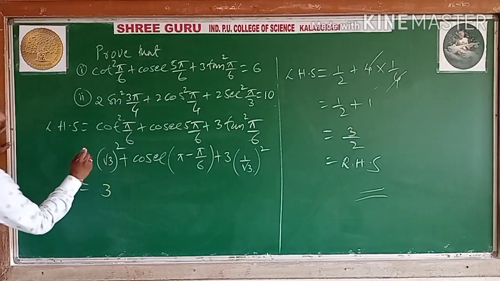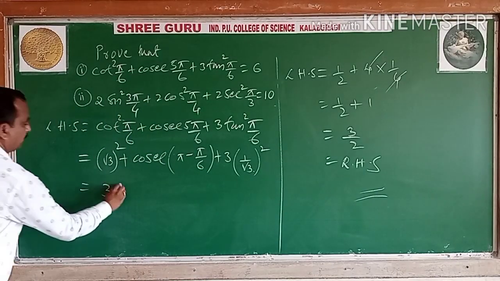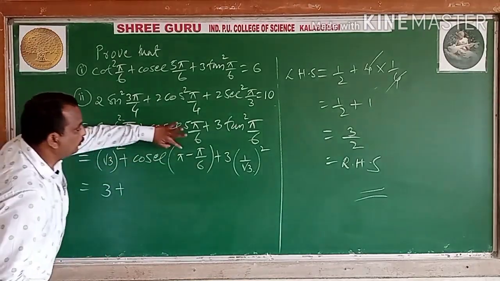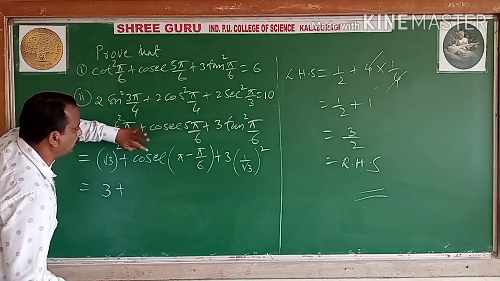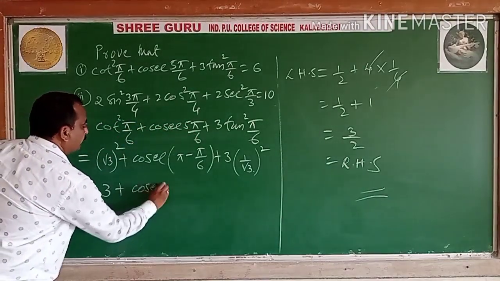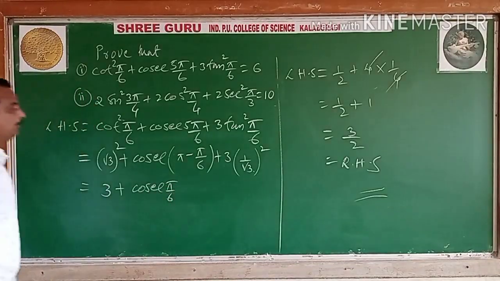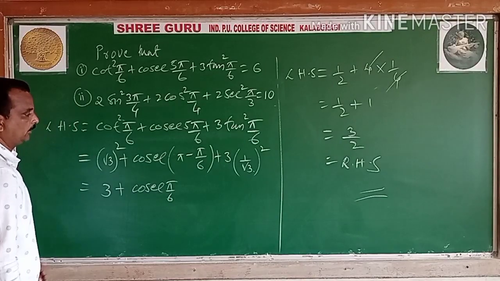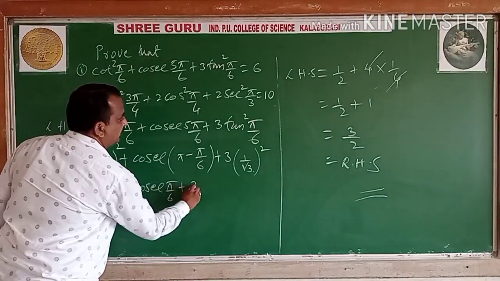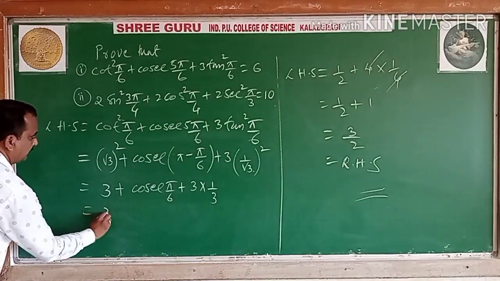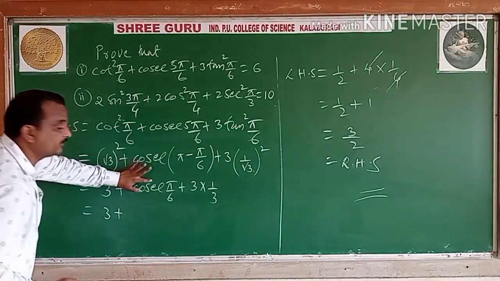Root 3 square, 3 it is, plus what is cosecant of pi minus? Is it positive or negative? Positive. Which quadrant? Second quadrant. In the second quadrant, sine and cosec are positive. The functions remain same. Cosecant pi by 6 only. The next, plus of, simplify this one, square is there, 1 by 3 it is, then 3 as it is. What is cosecant pi by 6?